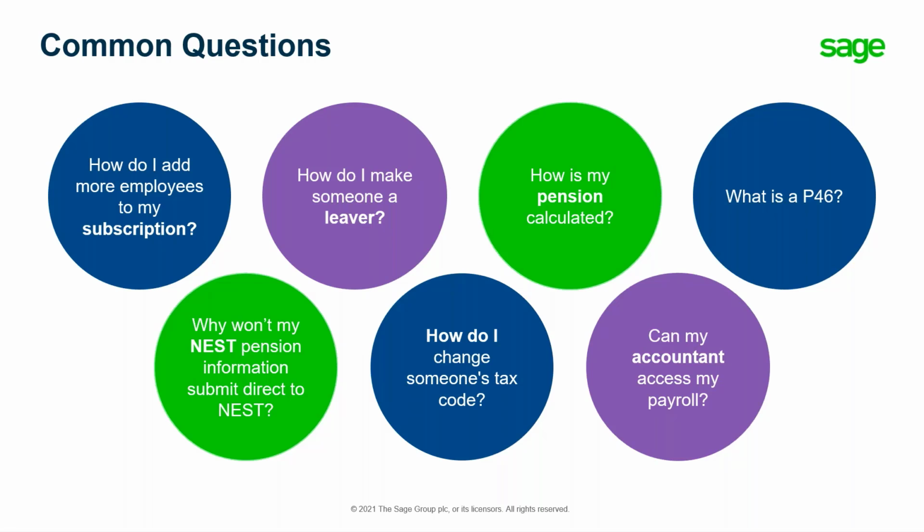What is a P46? Now HMRC may show this as a starter statement or a starter declaration. Now that is if you get a brand new employee and they don't bring a P45 to you. A P46 is something that you should get your new employee to fill in. It'll give you all of their information and it will indicate what their tax code should be until you receive a P45 or more information from HMRC. There's a link to that information in the handout. So that is the starter statements or the starter declarations with HMRC. You can print out that form and get your employee to fill it in.